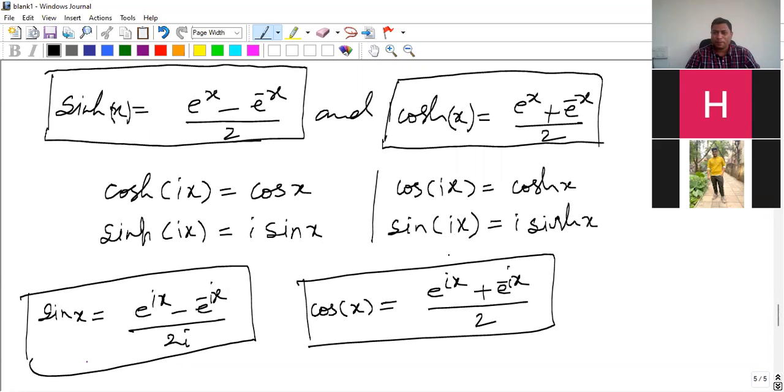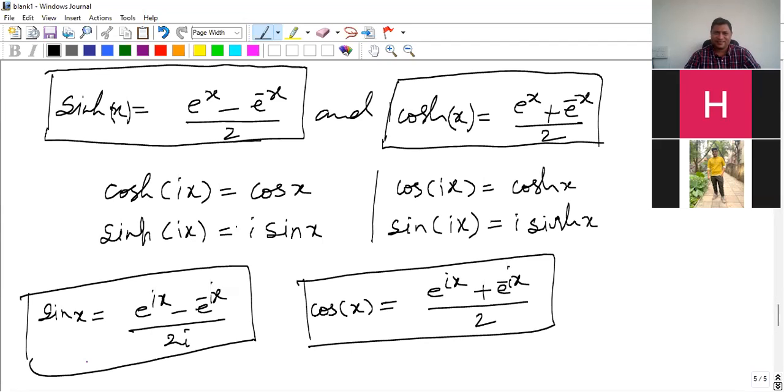Yes, any query? Sir, that left one you have written sinh of ix is equal to minus i sine. No, this is correct. Sinh of ix is equal to i times sin x. Sir, that i will go down, no? So 1 by i is equal to minus i, no? We'll check it here. You try to write sin x and then check it. Okay sir, got it, sir. Thank you.